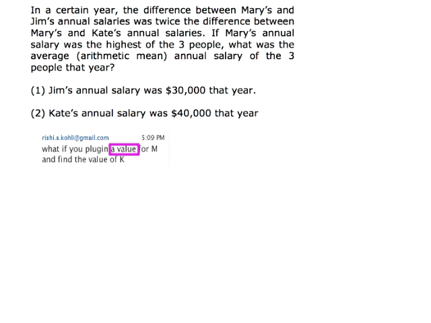Okay, Rishi's typing, which is good. That's what we want. Rishi's not typing anymore.